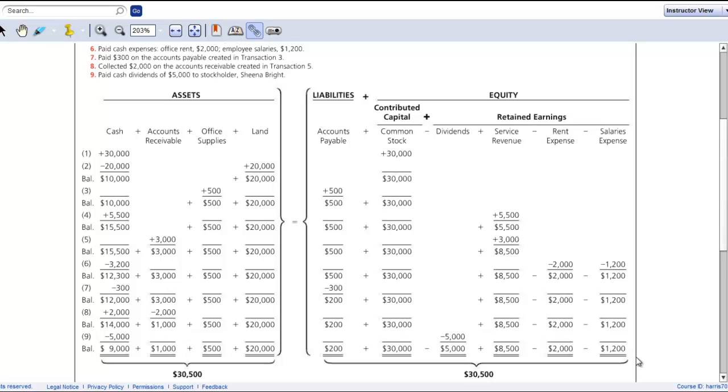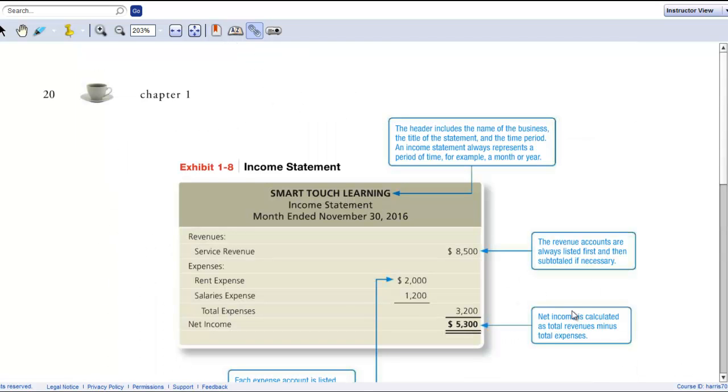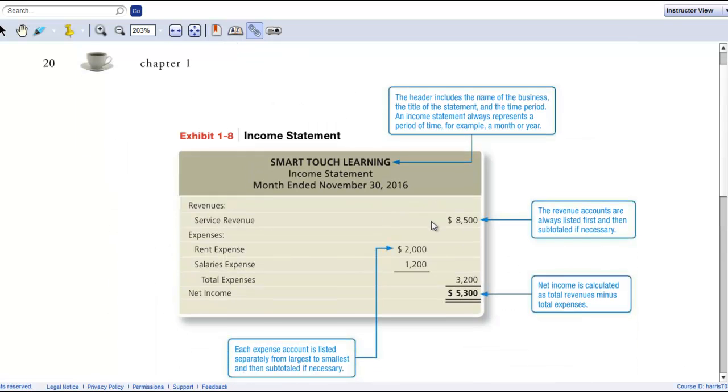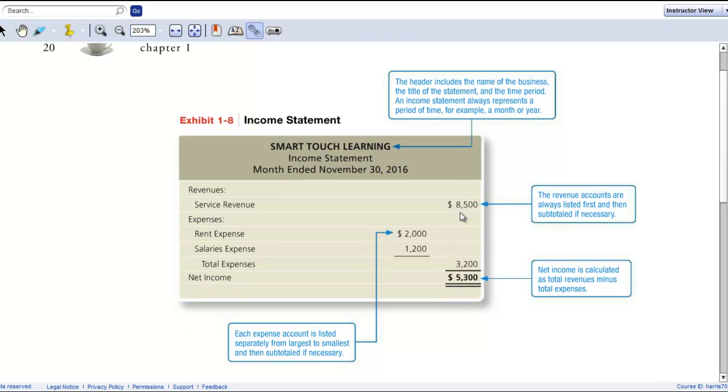So let's skip over here and take a look at the first of the financial statements, which is known as the income statement. This is based off of those numbers we were talking about a second ago. Remember, the service revenue was $8,500. Basically, all the income statement does is say how much profit or net income we made over a specific period of time. In this case, it was for a month.